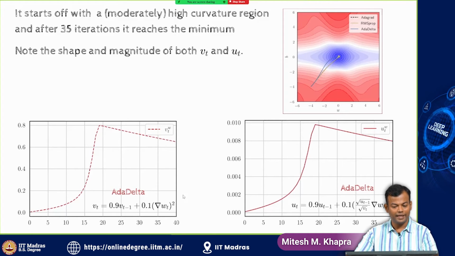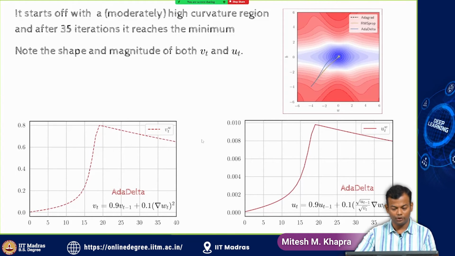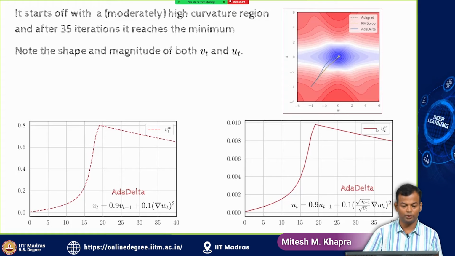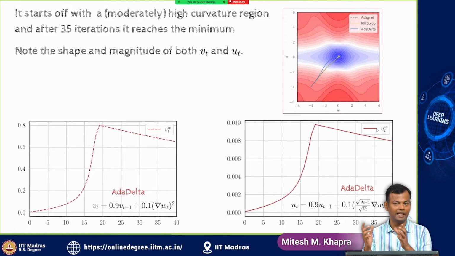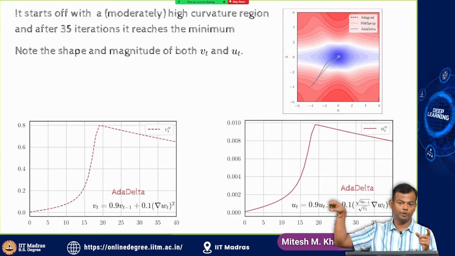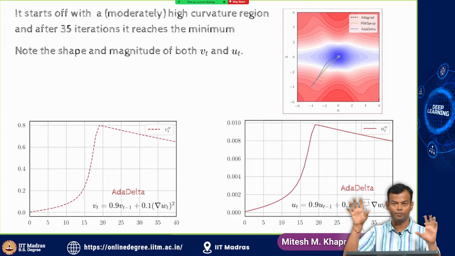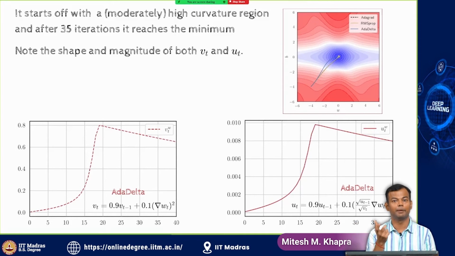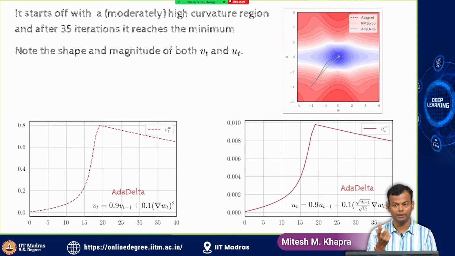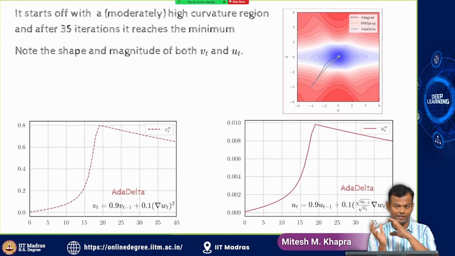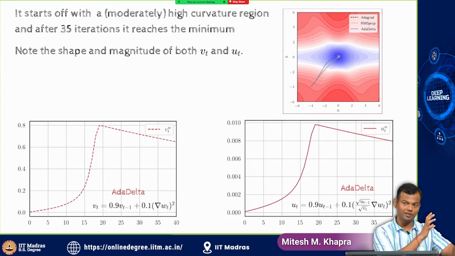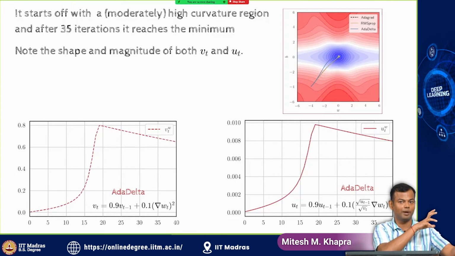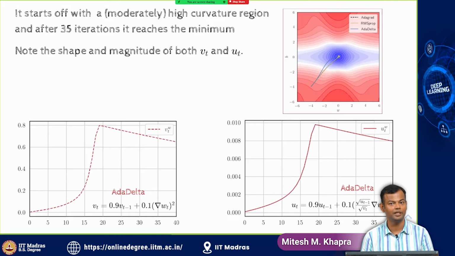Now we are also plotting the Vt and the Ut. Because they are delayed by one time step, their curvature would be the same. They would have the same shape, but their magnitudes are different, because of this delay: one is relying more on the past history, like one more time step from the past, whereas the other one is relying more on the current history.